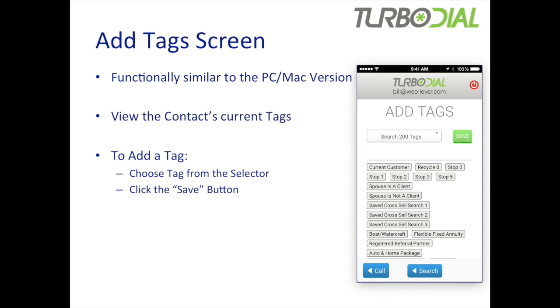This is very similar in functionality to the PC and Mac version. I can open that selector and type in a search phrase for a tag that I want to enter. Let's see. I've got stop 0, stop 1, stop 2, stop 3. I don't have a tag called stop 4. Let's see if I can find that and enter it.